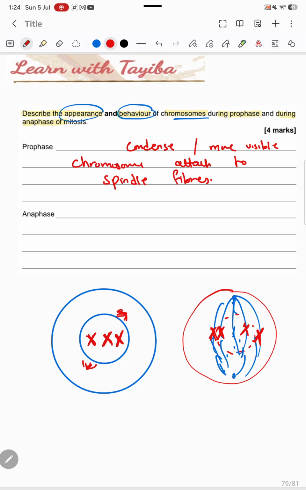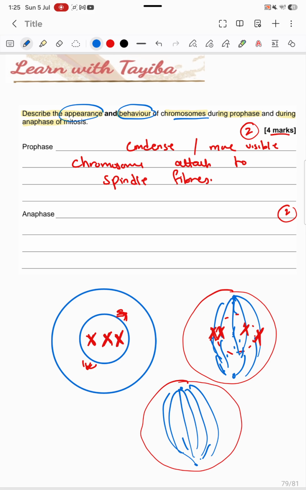Okay, so for the 2 marker, just write any 2 points for prophase and write any 2 points for anaphase. So next is the anaphase. So what happens in the anaphase? In the cell, in the anaphase, the chromosomes that are already attached over here.